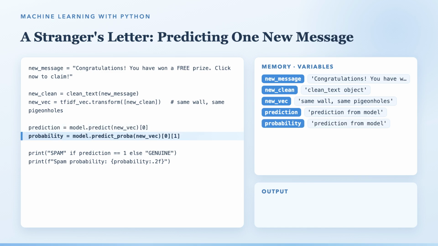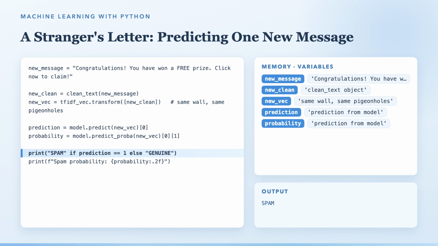Line 3. New vec equals fit vec.transform, with new clean inside a list. Transform. Not fit transform. The same wall. The same pigeonholes. Then prediction equals model.predict of new vec, taking element 0. And probability equals model.predict proba, element 0, then element 1.